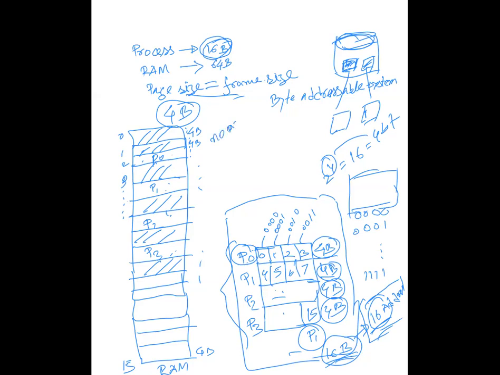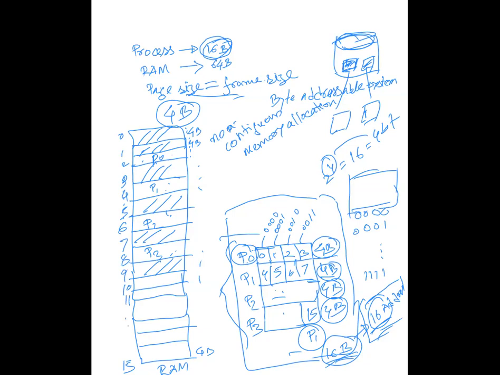You have a single process, but you divide it into some pages, and each page has been allocated in a different location inside your RAM. So this is an example of non-contiguous memory allocation. This is 4, 5, 6. This is 6, 7, 8, 9, 10, 11.